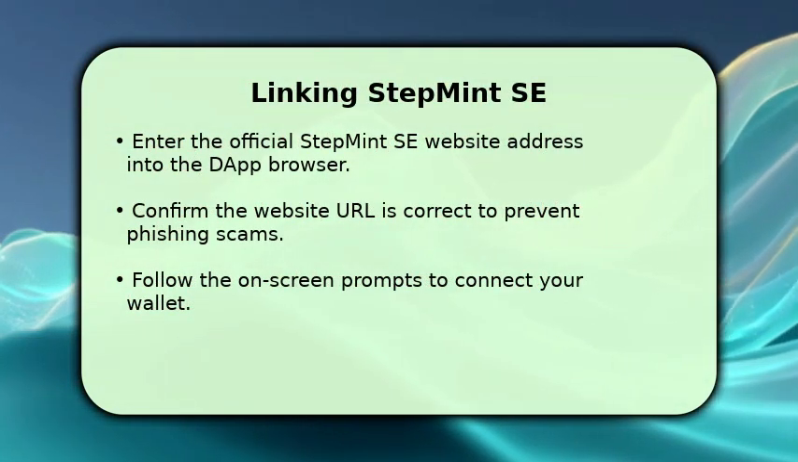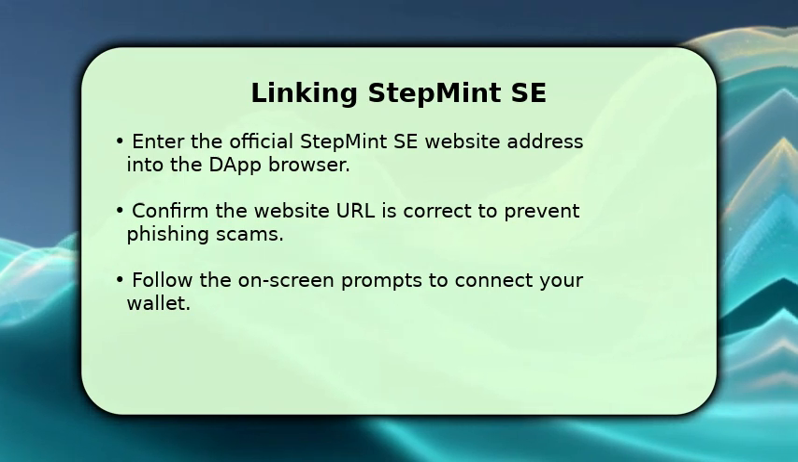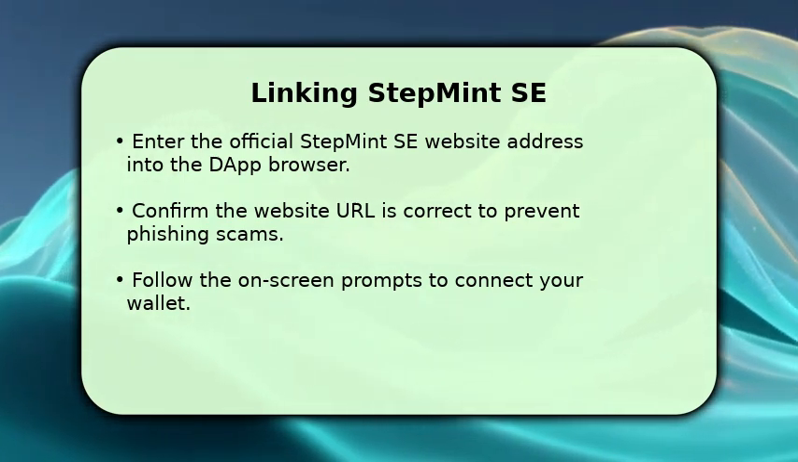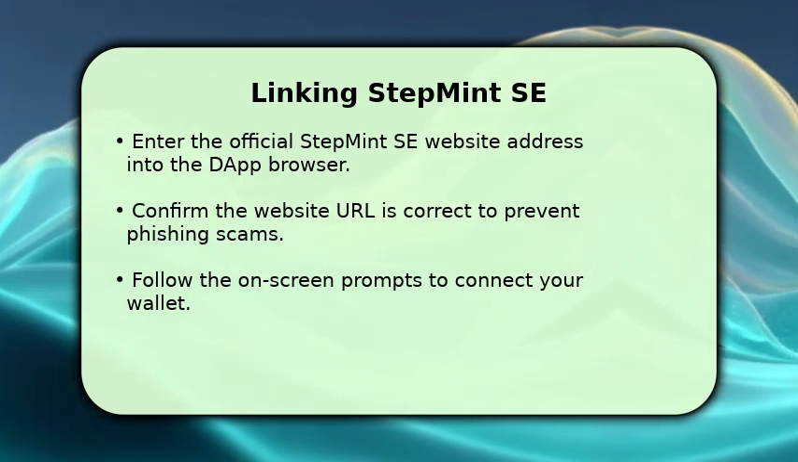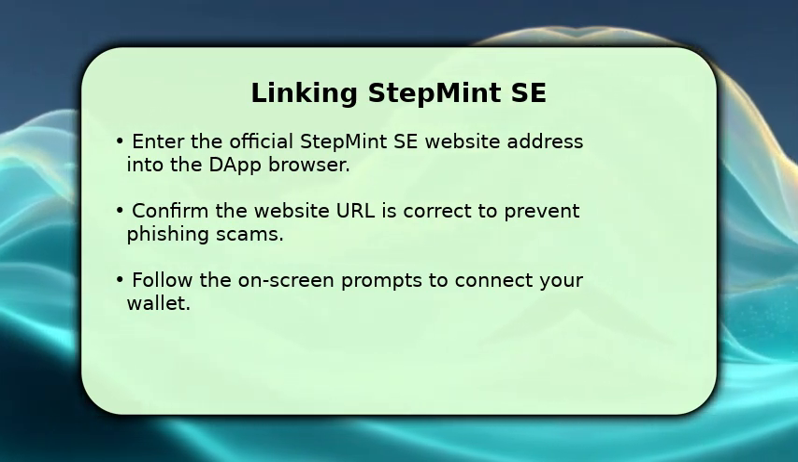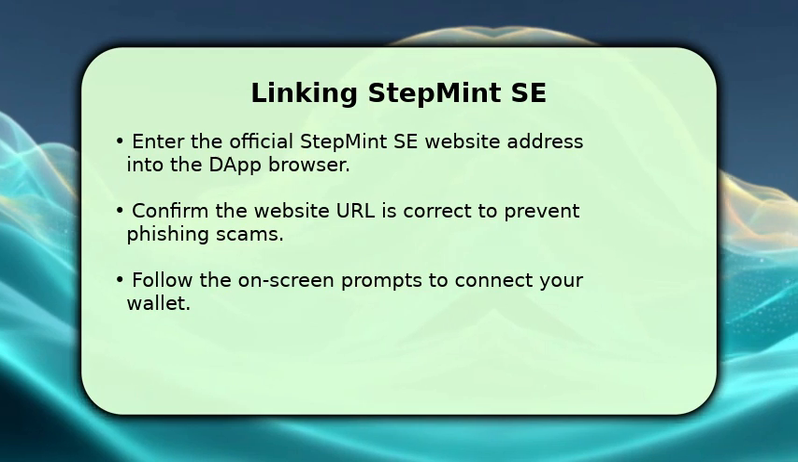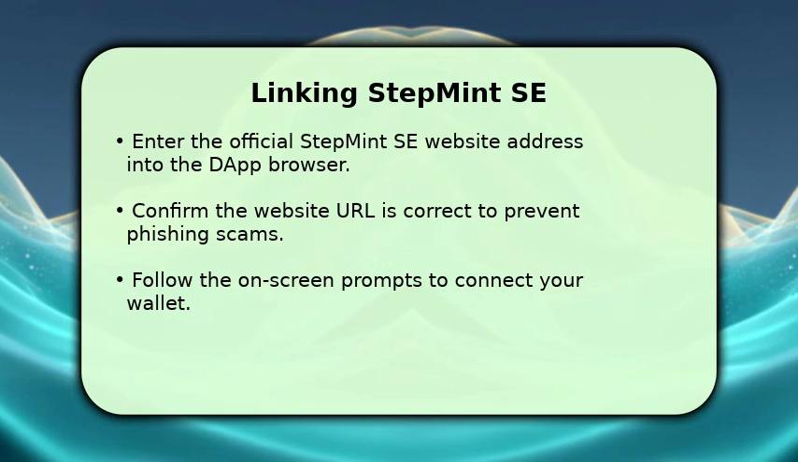Now, carefully type or paste the official StepMint SE website address into the D-App browser's search bar. Double-check the URL to ensure it's the correct one and not a fraudulent site. Once the StepMint SE website loads, look for a Connect Wallet button. Tap this button and select Trust Wallet from the options to establish the connection.